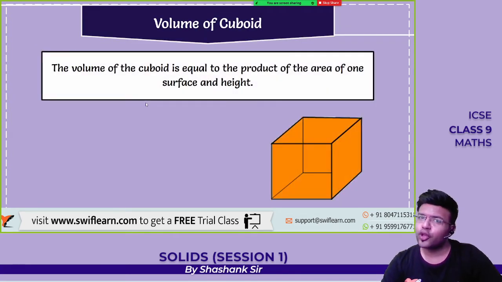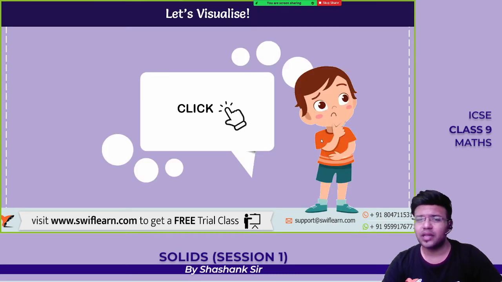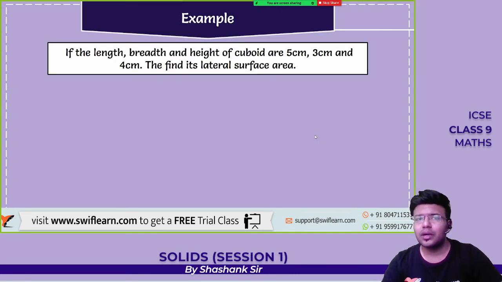Now the volume of the cuboid is equal to the product of the area of one of the surfaces, say the base, which is length into breadth, and the height. So the volume of a cuboid is given by length times breadth times height.